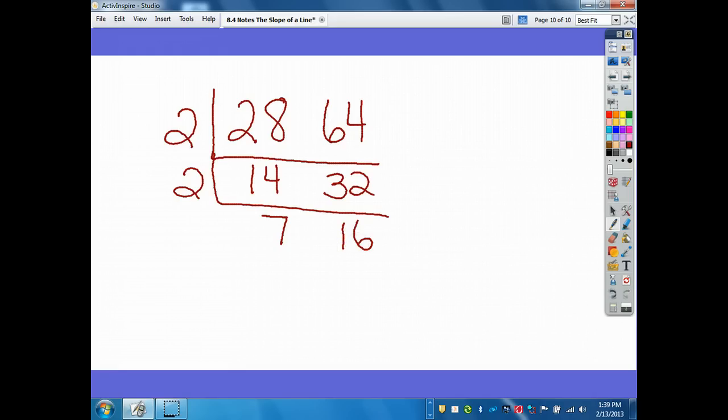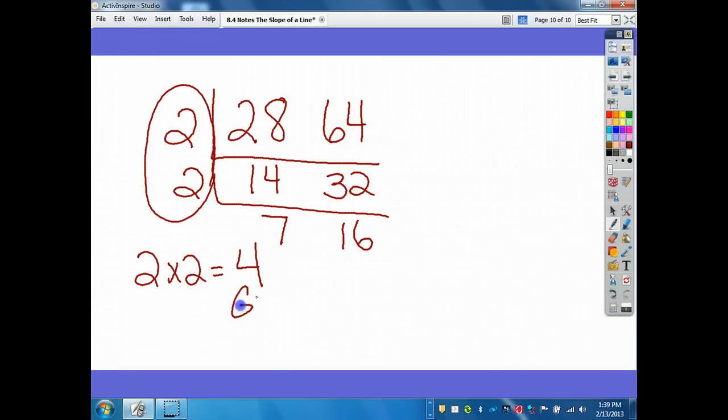Two goes into here. 16. Do I have another prime number now that can go into both? No. No, I'm stuck, right? So I have these two numbers before I get stuck. What do I do with those two numbers now? Times. So 2 times 2 equals? 4. 4 is my GCF, my greatest common factor. That means 4 is the biggest number that will go into both 28 and 64 evenly.